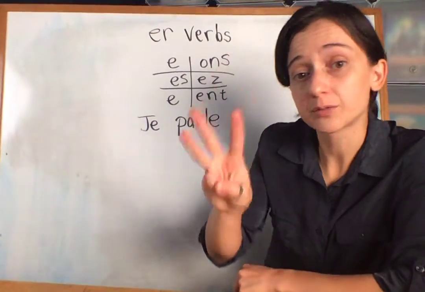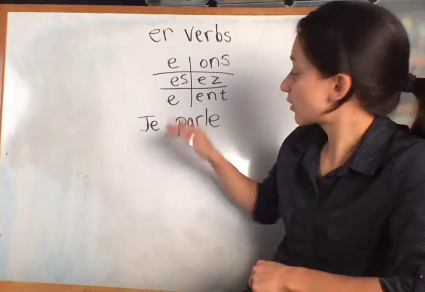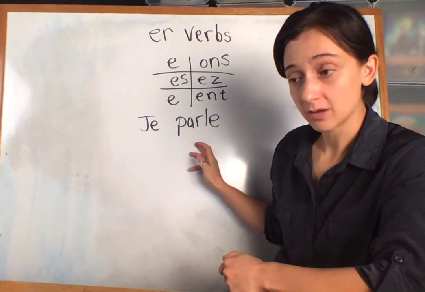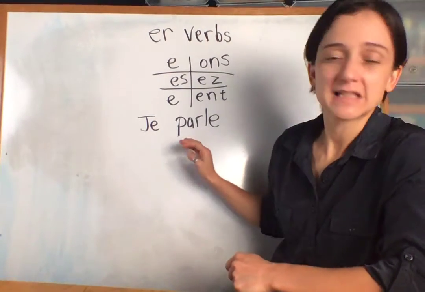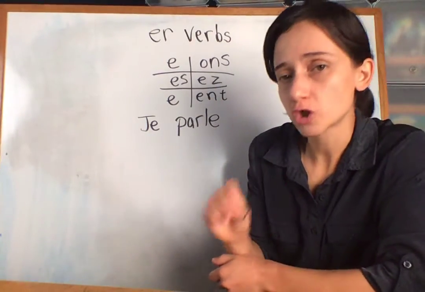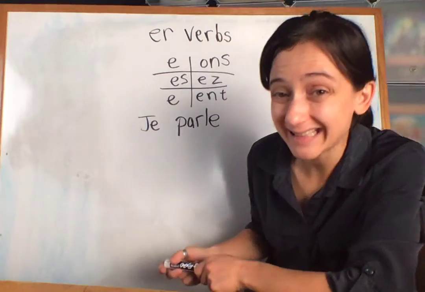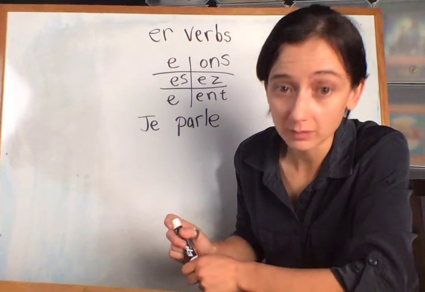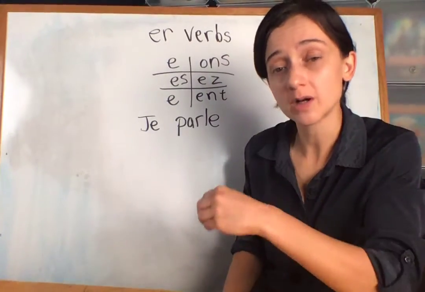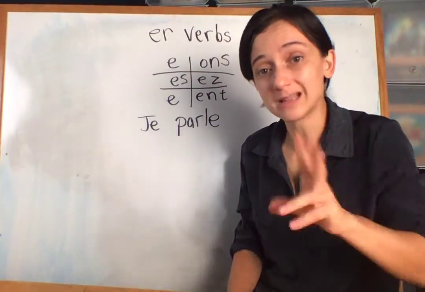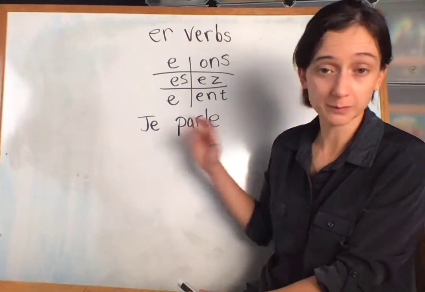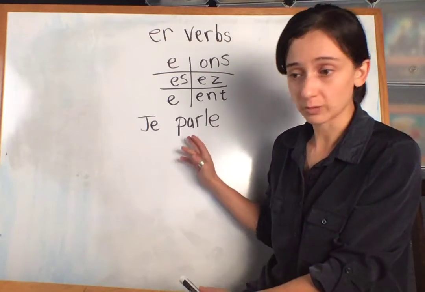Now, back to the three possible translations. This could mean I speak, I do speak, or I am speaking. Please, please, please do not start trying to say je suis like I am parle. I am speaking. Don't do it. Remember that French is simpler. You only have one way to say I speak, I do speak, I am speaking. Je parle. That's it. Okay?